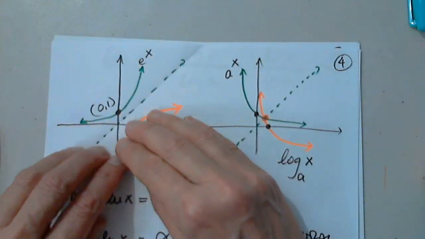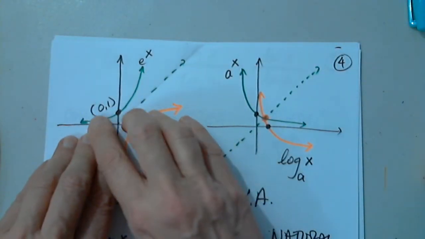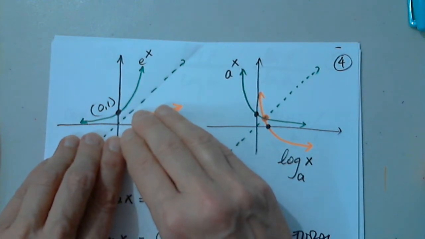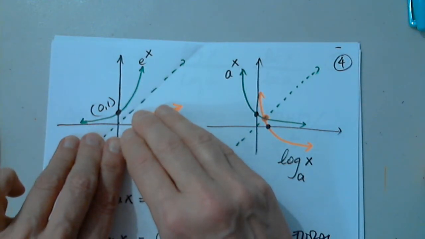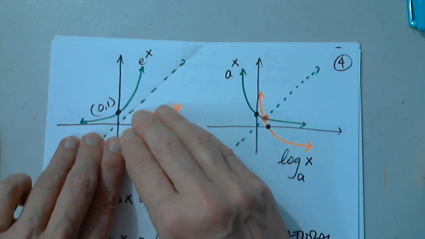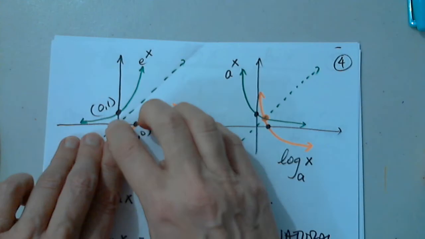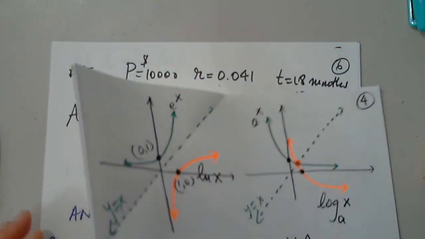So let's look for a second at e to the x. Can anyone give us the domain for e to the x? Negative infinity to infinity. Awesome. Excellent. Thank you. Can anyone give us the range for e to the x? It's okay if you're wrong. 0 to infinity. Very good. So keep that in mind for a second.